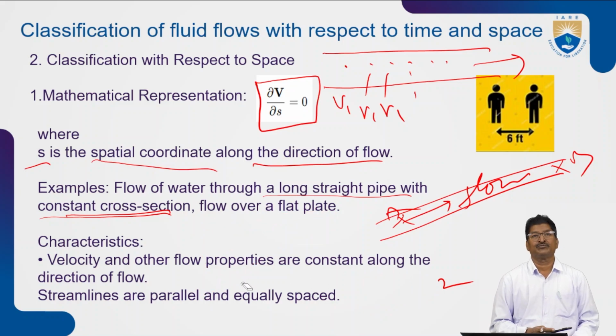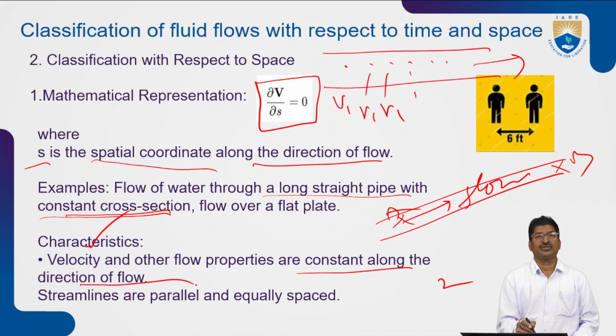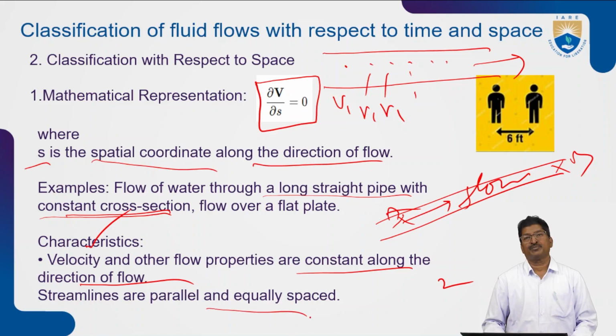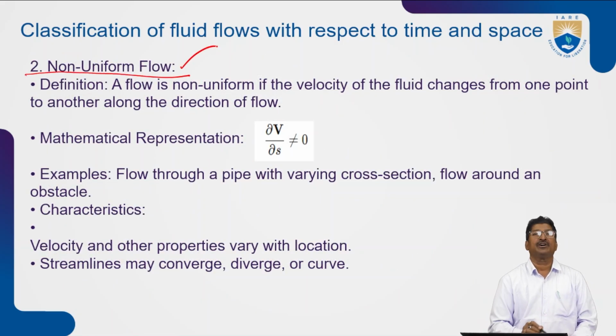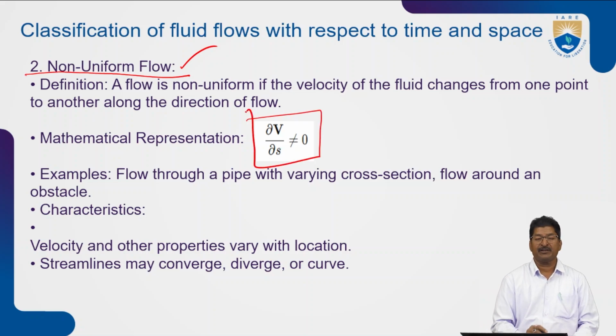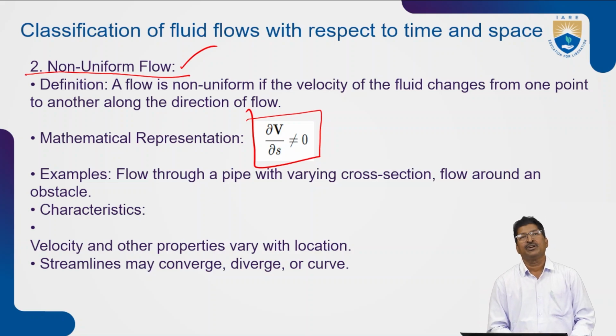So the characteristics: velocity and other flow properties are constant along the direction of flow. So those are constant, and streamlines are parallel and equally spaced. Those are the features of uniform flow. Non-uniform flow is exactly the opposite of uniform flow. You can see in this mathematical representation, ∂V/∂S is not equal to 0. That means the velocity is not the same at different points in a pipe at a given point of time. That is the non-uniform flow.